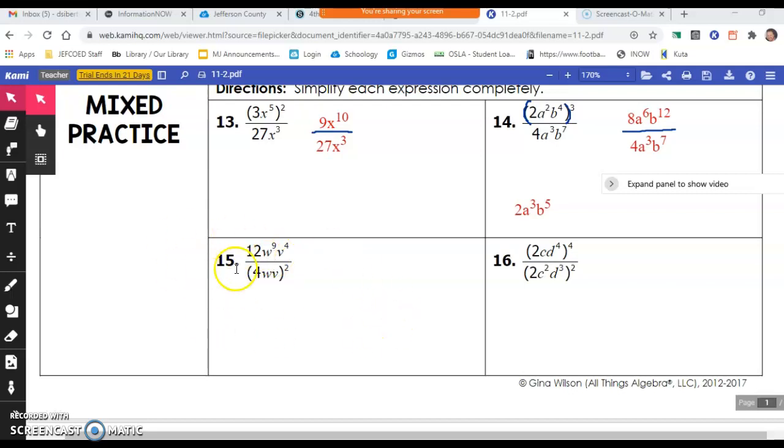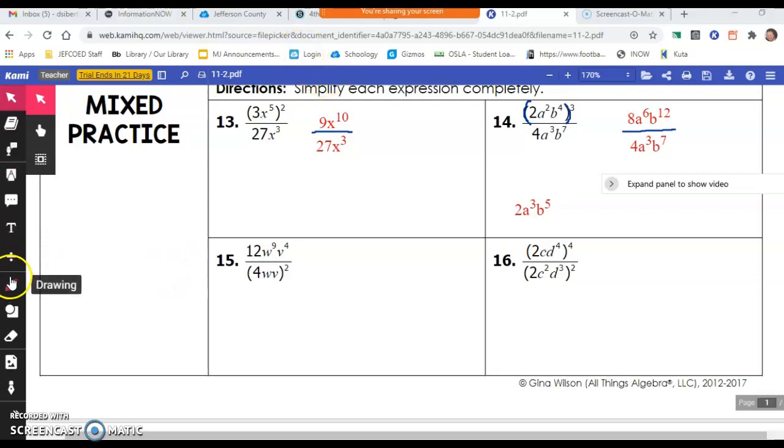All right, so looking at number 15, guys, and I told you I was going to ask you this question a lot. What rules do y'all see on number 15? I see quotient rule and power rule, okay? So just like order of operations, you still have to follow that when you're reducing or simplifying these. So quotient is division, power rule is exponent. Which one of those comes first in order of operations? Exponents, okay, or power rule.